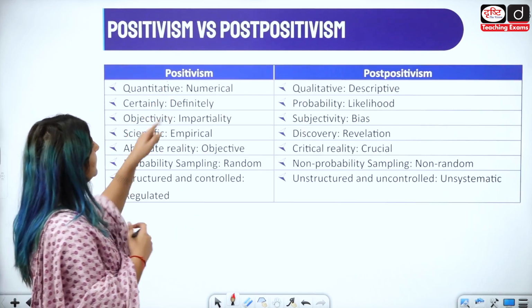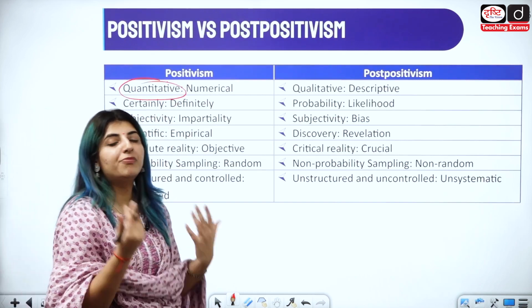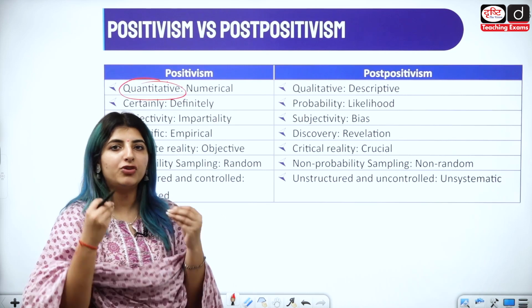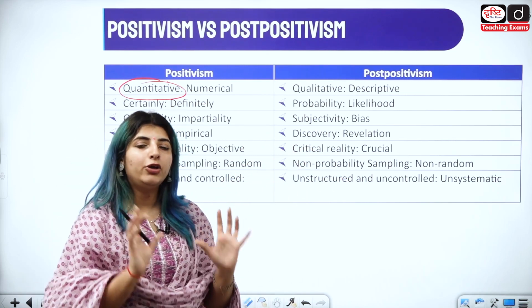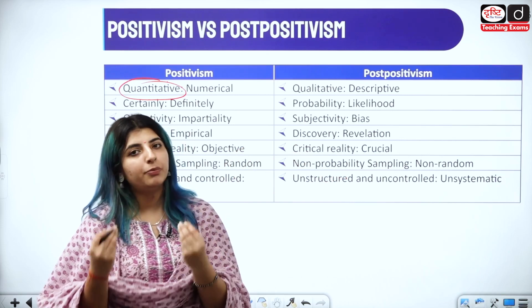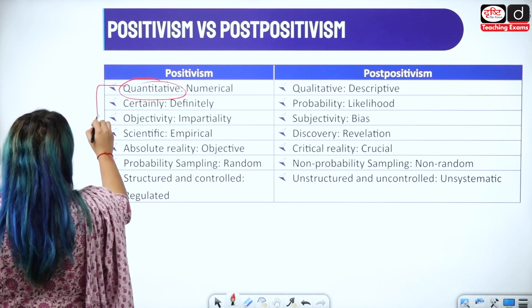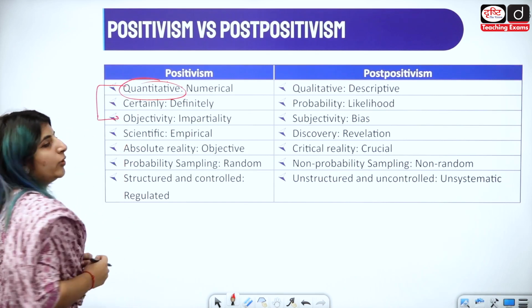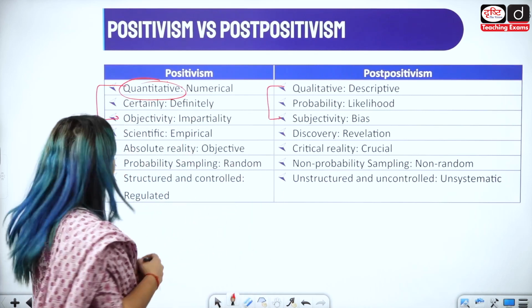So positivism mein quantitative methods lagte hain. You observe the things, you quantify, you justify them with facts. Here in post-positivism, we use qualitative methods. That could be descriptive, that could be subjective. So, yahi se hame ek point mil jata hai. Agar quantitative hai, then it would be objective. If qualitative it would be subjective.